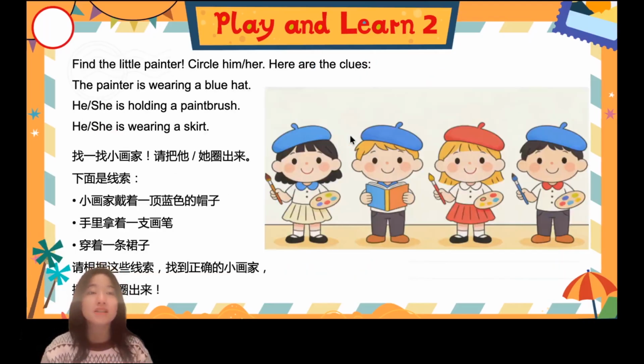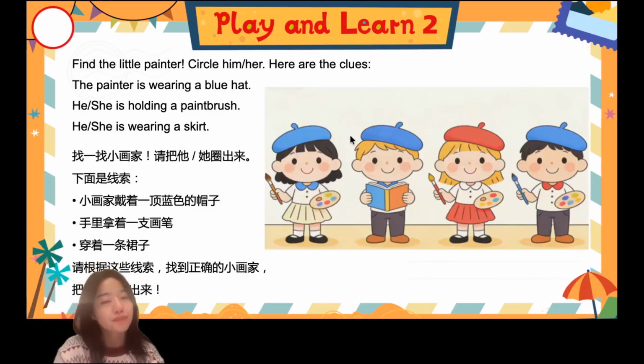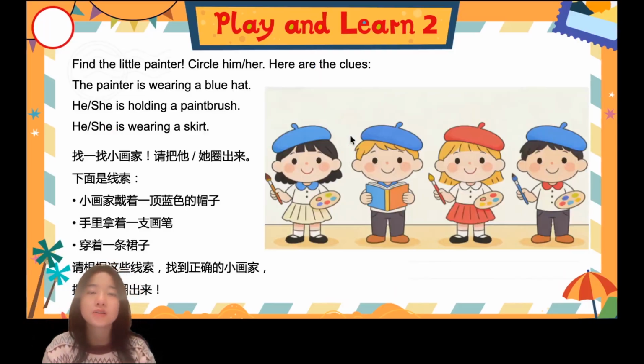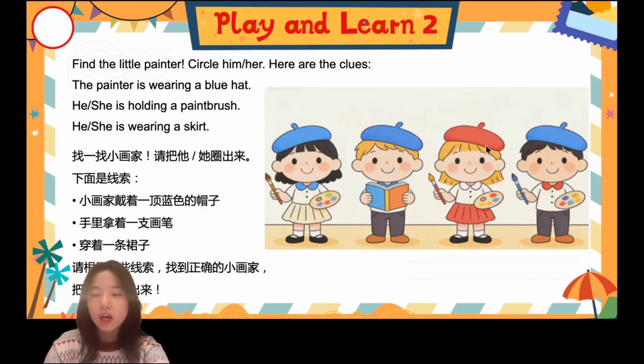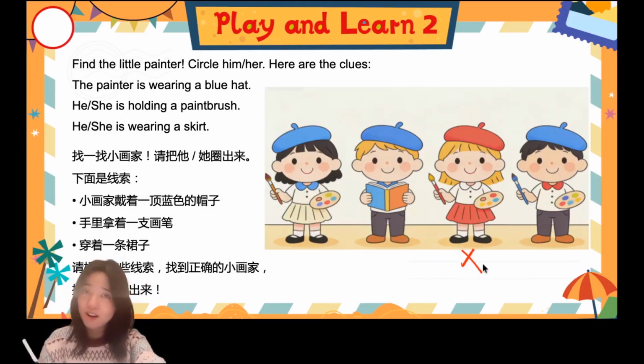The second game, the same. Let's try again. Can you cross it out correctly this time? We need to find the little painter. Circle him or her. Here are the clues. First, the painter is wearing a blue hat. In other words, if she or he is wearing a red hat, can we have her? It's wrong. Just give her a cross.